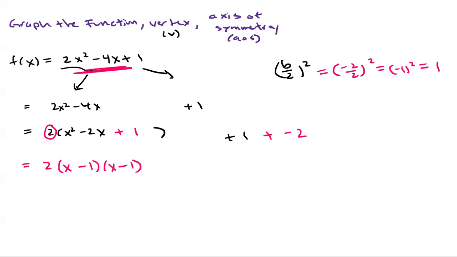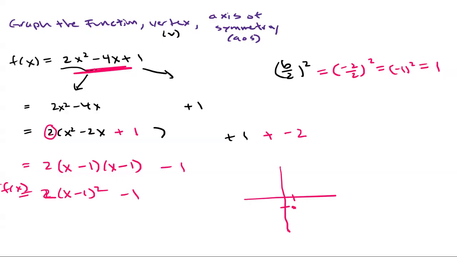Okay. And then 1 plus negative 2 will give us a minus 1. So then this becomes 2 times (x minus 1) squared minus 1. So this is going to be our vertex form. Then we just draw this, right? So we have negative 1, so that goes to the right 1 and then down 1. So that's going to be where our vertex is.